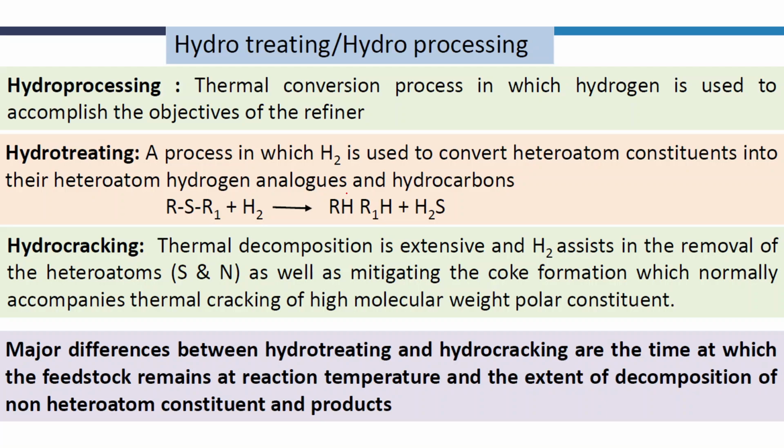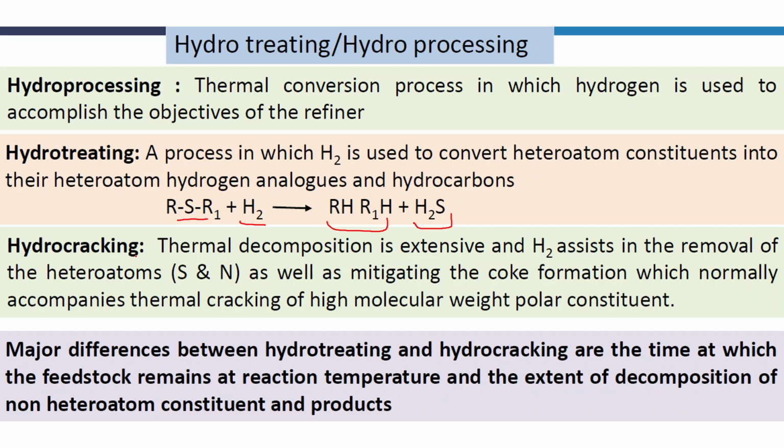Now coming on to the other procedure. As I told, the sweetening procedure is used, and another procedure used to remove sulfur is hydrotreating. It is basically a thermal conversion in which we introduce hydrogen in the presence of high temperature. In hydrotreating, hydrogen is used to convert heteroatom constituents into the heteroatom hydrogen analog and hydrocarbon. So mercaptan, on reaction with hydrogen, is converted into the heteroatom hydrogen analog, which is hydrogen sulfide, and hydrocarbon is produced.